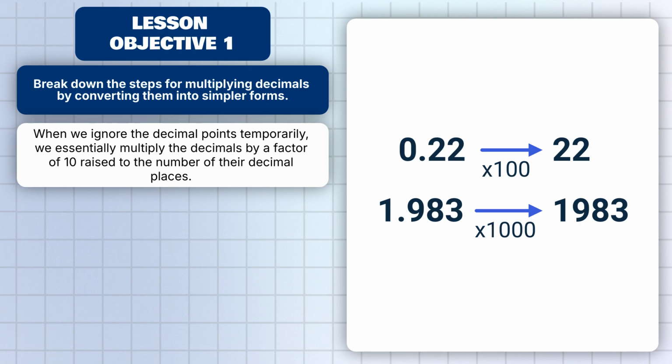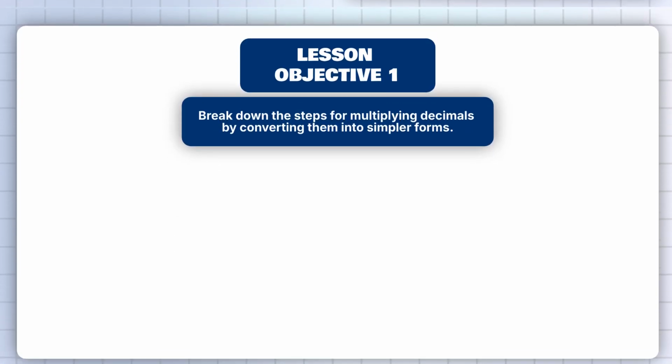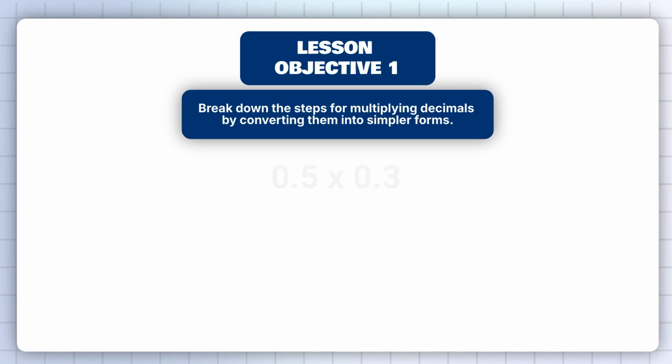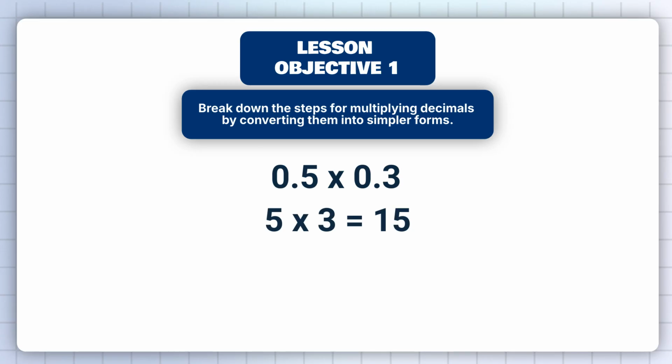Now let's practice with a few more examples to solidify your understanding. For our first problem, multiply 0.5 by 0.3. We start by ignoring the decimals initially and multiplying 5 by 3, giving 15. Now count the total number of decimal places in both numbers. Here, 0.5 has 1 decimal place and 0.3 has 1 decimal place, so in total there are 2 decimal places.